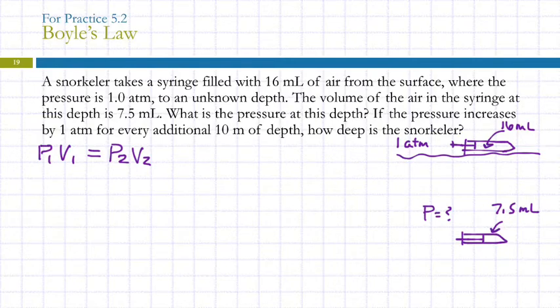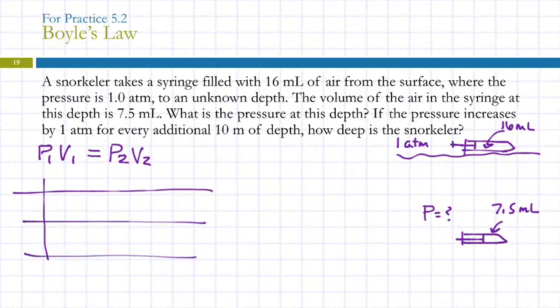For these sorts of problems, it's often useful to make a table to organize the numbers. The table is going to be very simple. We've got condition 1 and condition 2. Typically, as you read through the problem, you can pull the numbers out and put them in the table. So a snorkeler takes a syringe with 16 milliliters of air. So we'll call that 16 milliliters.